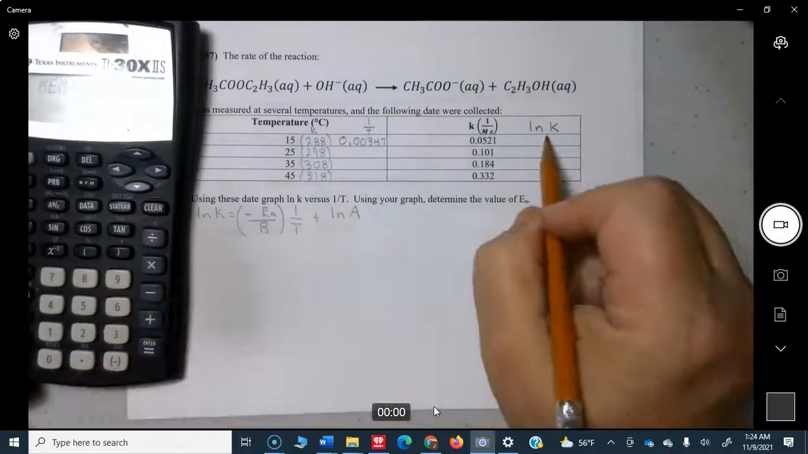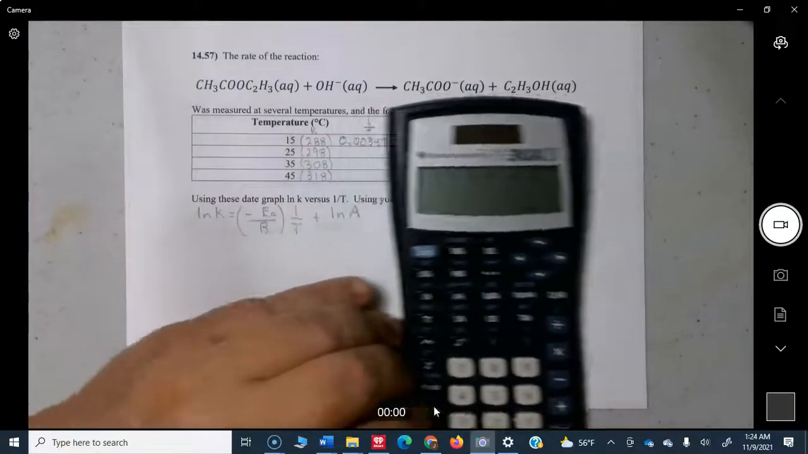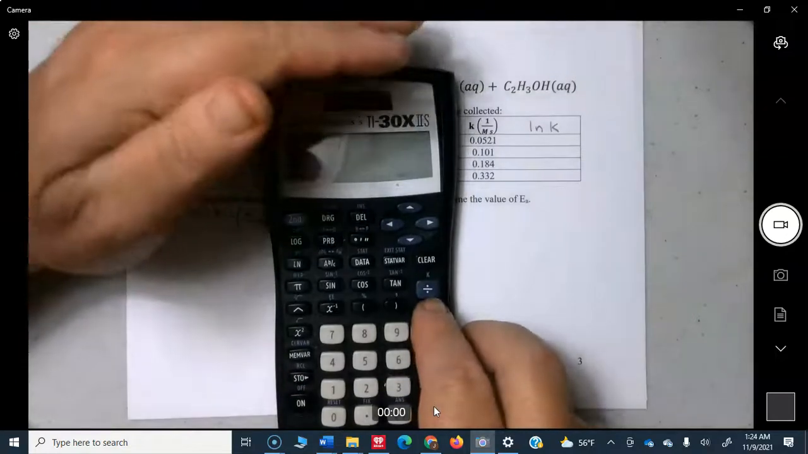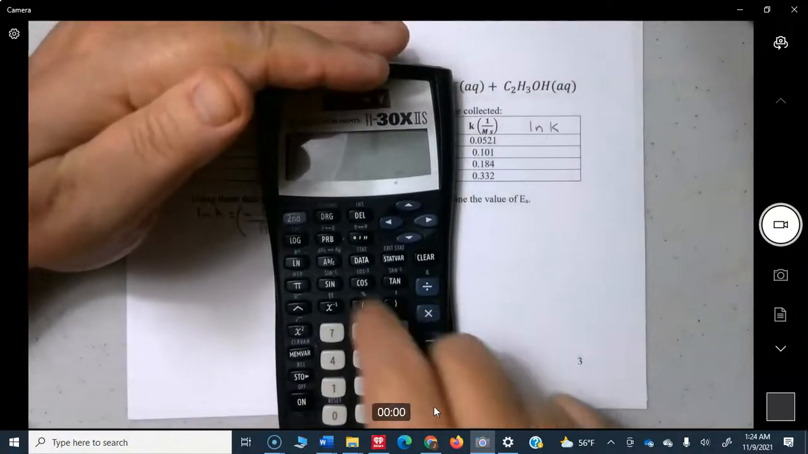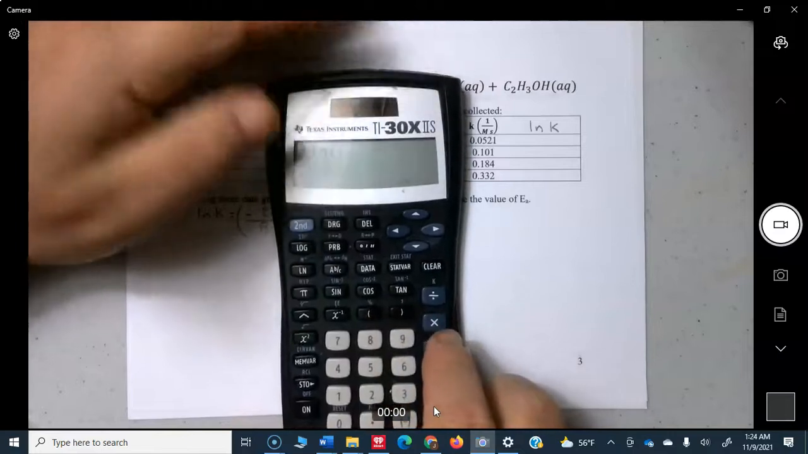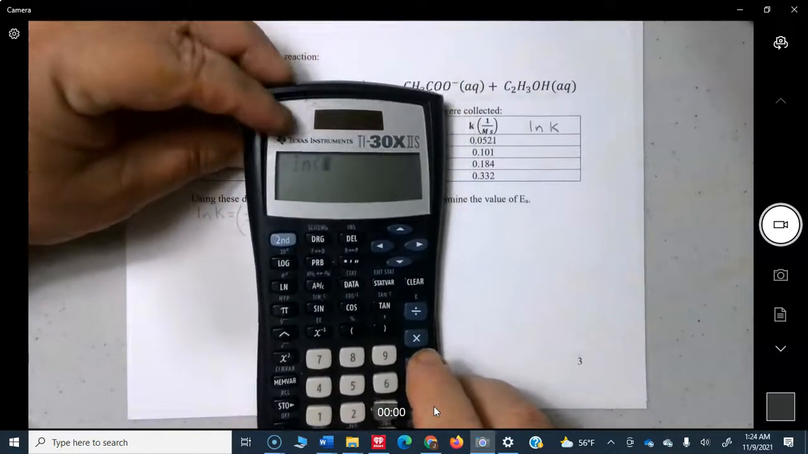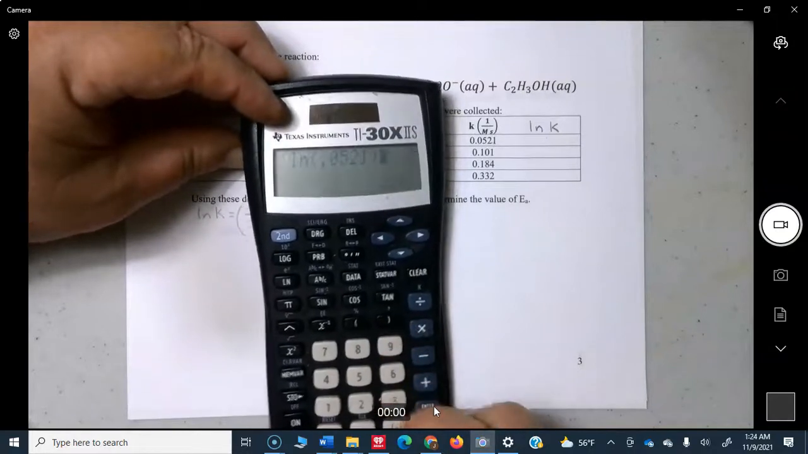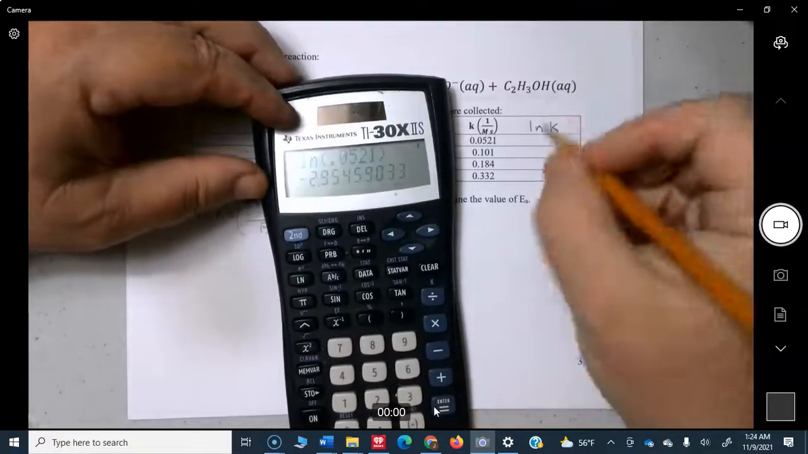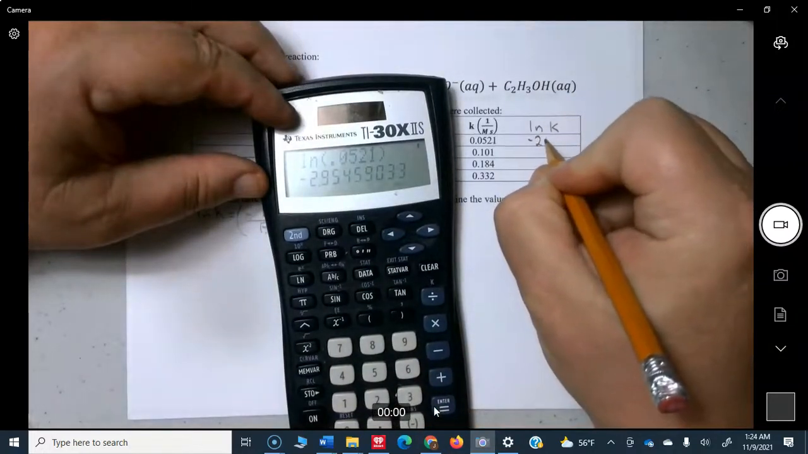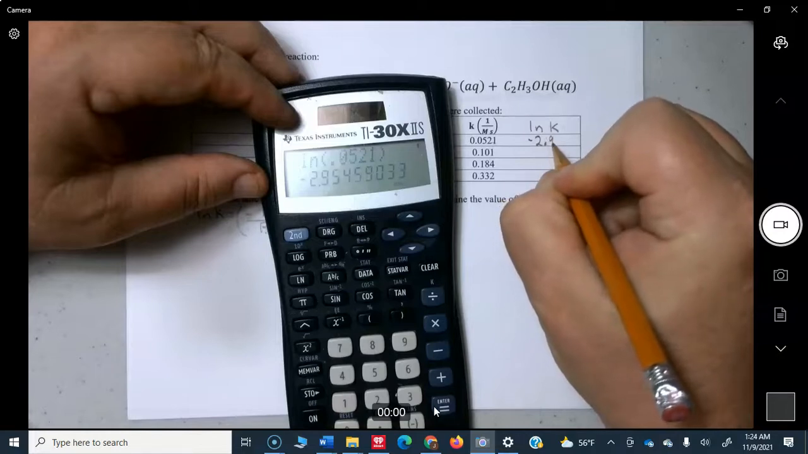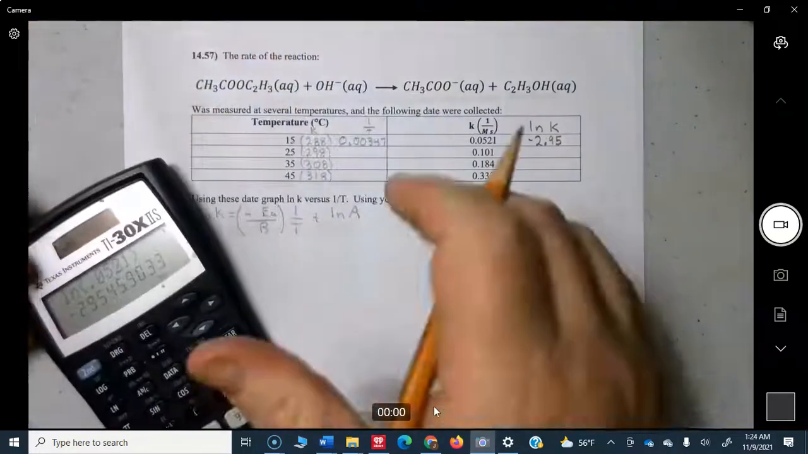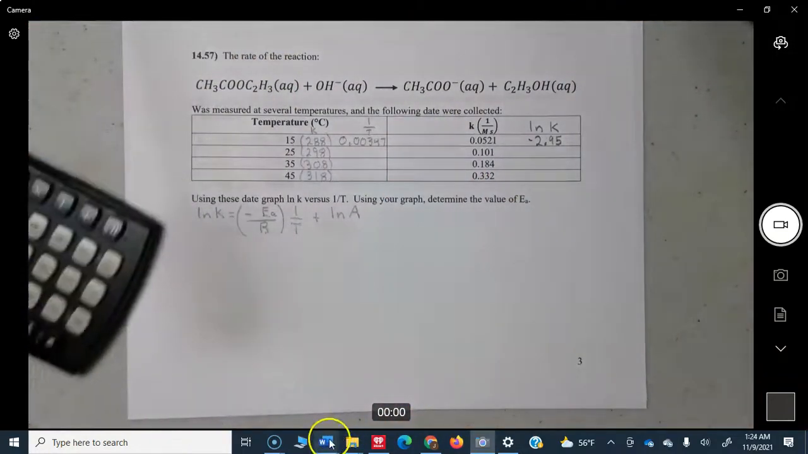Now let me calculate one of these. I'm simply going to take the natural log, move that to right here, and it's going to be ln right there, and we're going to put in, okay, and that's going to give us negative 2.95. Okay, and that's the way we'll do the rest of them, so I'll just pause and do all of those.